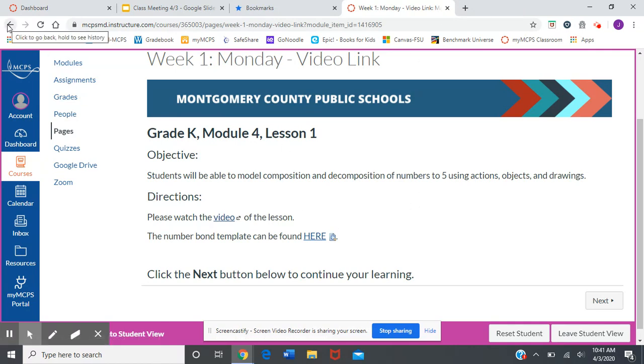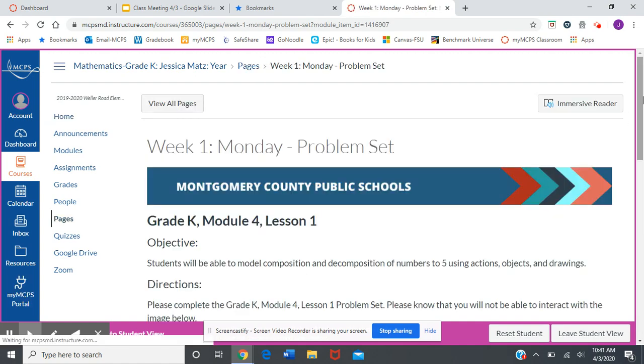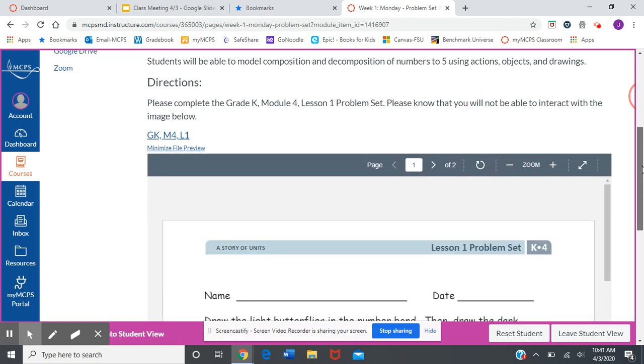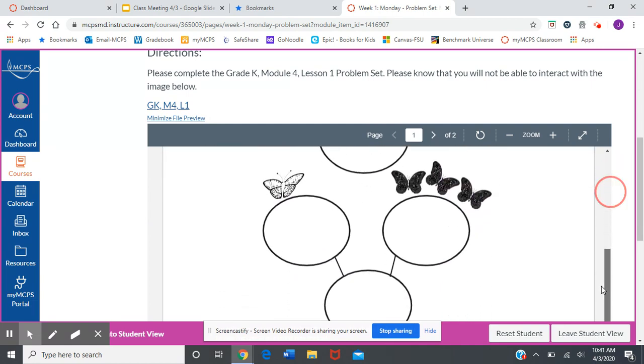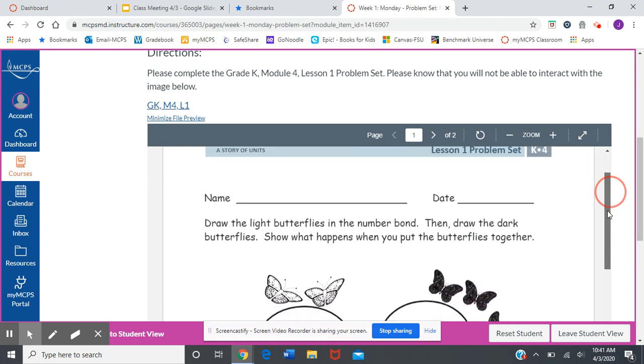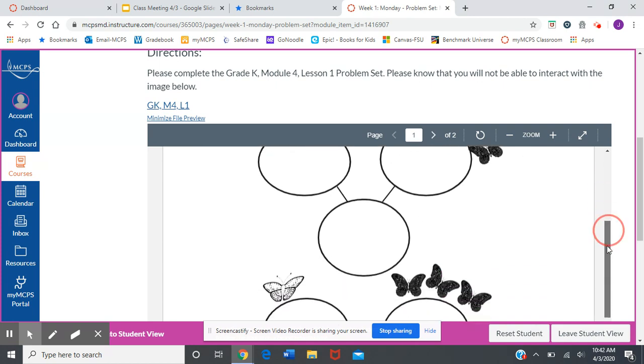After you do the math video, I'm going to go back to that page we were on. There is the problem set here as well. So this is where the students will practice what they learned in the math lesson. So this is the page that you may print out. It's 2 pages if you have access to a printer. If not, that's okay. The students can draw the number bond on a piece of paper and then complete the problems there. That is okay.